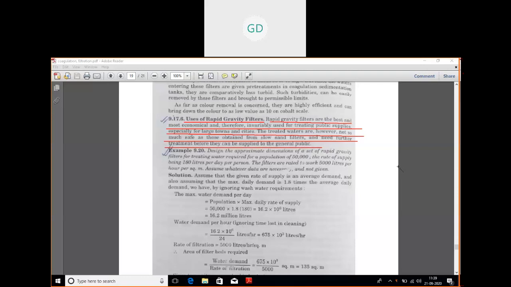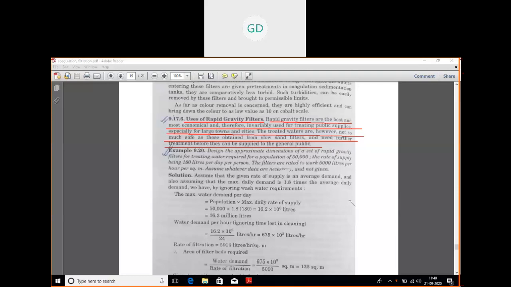Yes, again that water will be treated. Directly after filtration it is not going to be supplied to the public. Since more treatment processes are there and the water will be treated further, the water that you get from rapid gravity filters is advantageous.